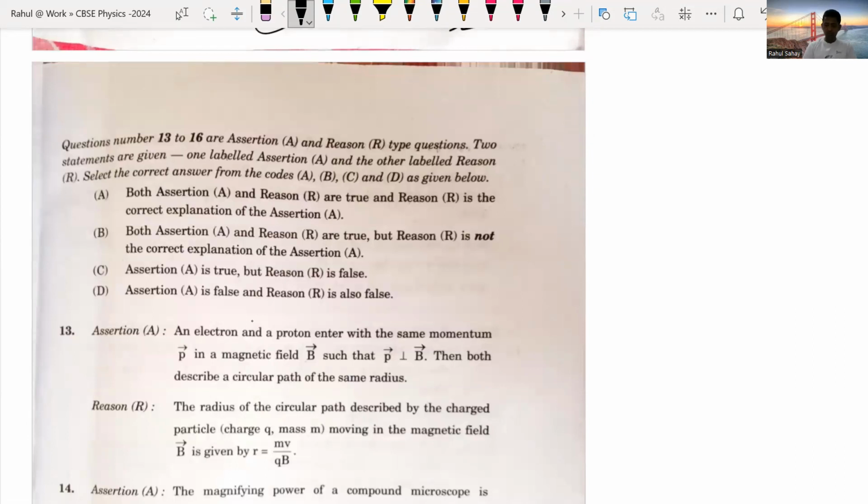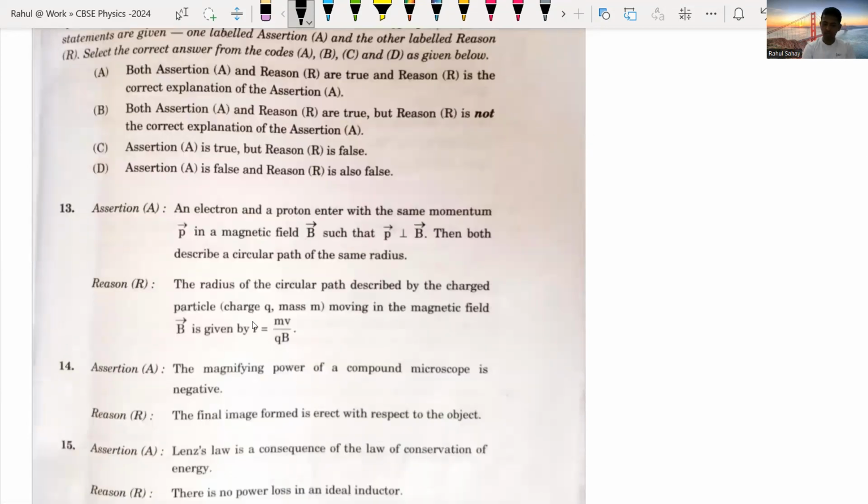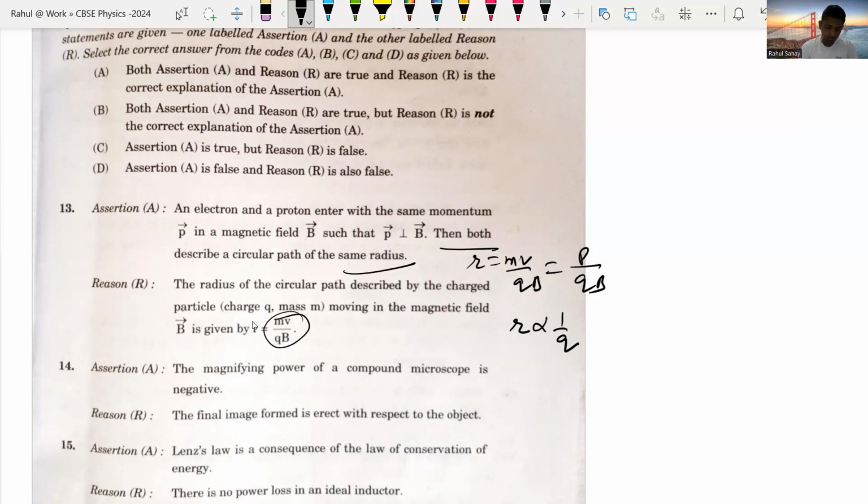Coming to the visualization question, an electron and a proton enter with the same momentum. So R is equal to mv by qB, that is p by qB, right? So the radius is what? Actually 1 by q. So for electron and proton, charge is the same, right? So radius is the same. So they say both are correct, and R is equal to mv by qB is correct. So the reason is also correct. Expression is also correct. So this is true.